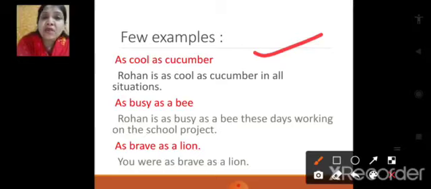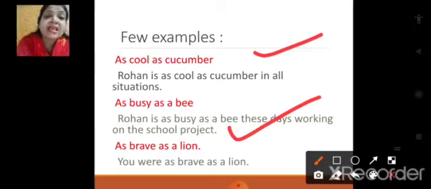Now the next one, as busy as a bee. We can frame a sentence which says that Rohan is as busy as a bee these days working on the school project, which tells us that Rohan is seriously busy with his school project. So he is as busy as a bee.